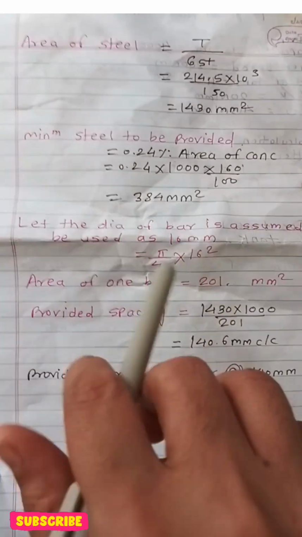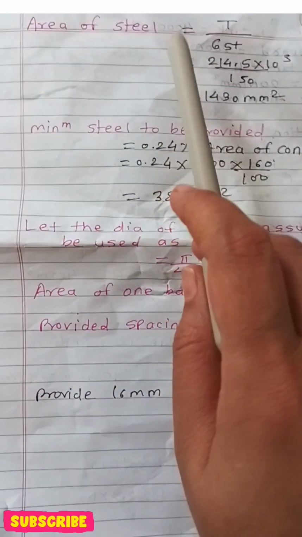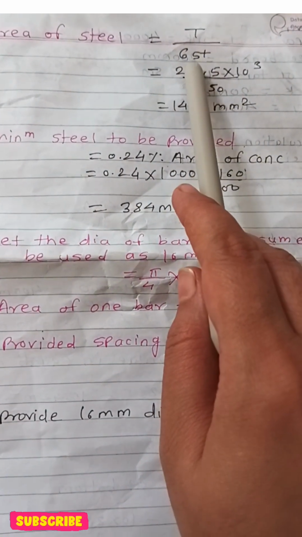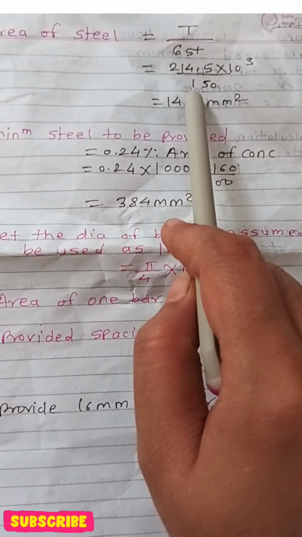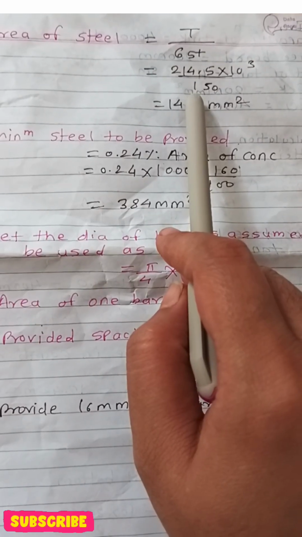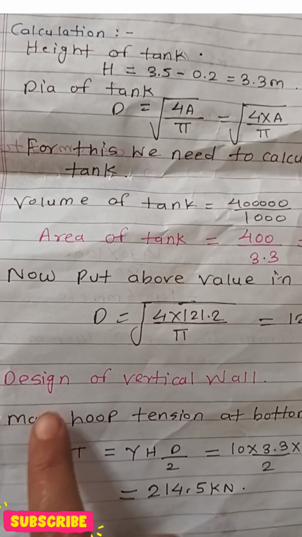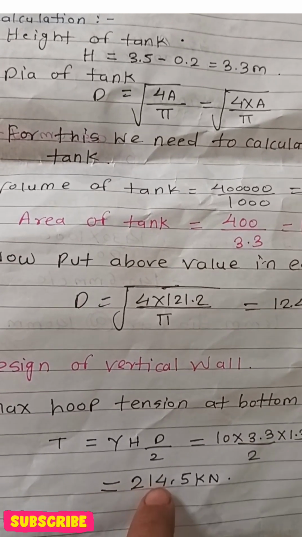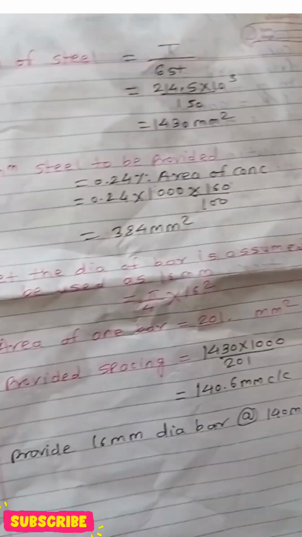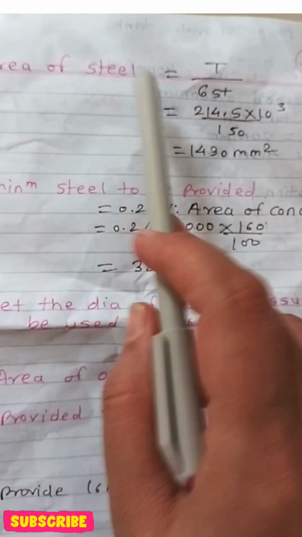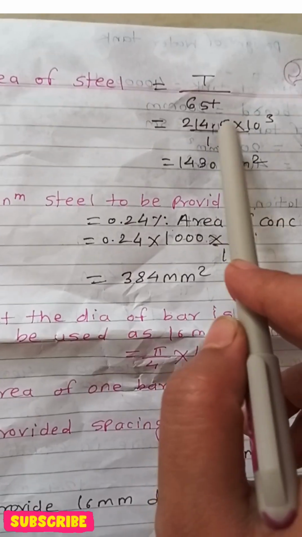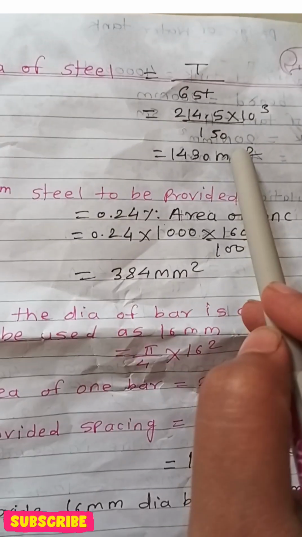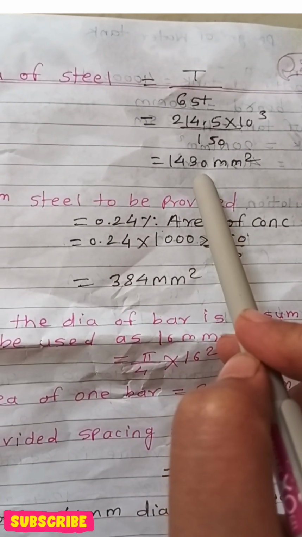Okay, now once you get the height of the vertical wall, you can calculate the area of steel required for the water tank. So T divided by sigma st. In the design of the vertical wall, we first calculate the maximum hoop tension at the bottom, and this is the formula for it, and we get the value as 214.5 kilonewton. Now put that value in this formula to calculate the area of steel, that is T divided by sigma st. So T is nothing but 214.5 into 10 raised to 3 divided by 150, and you will get this value, that is 1430.